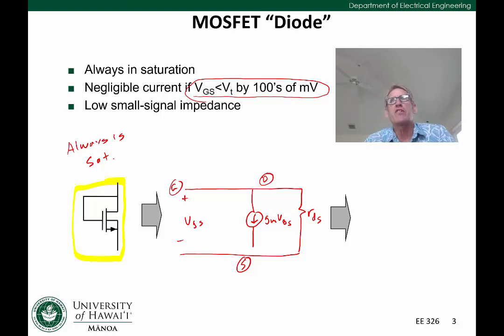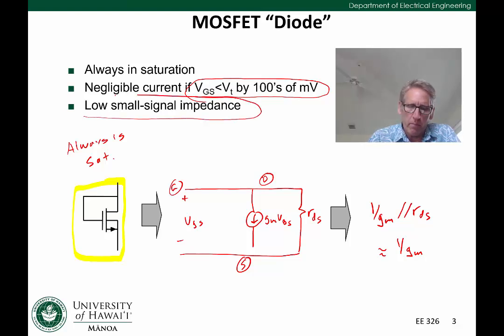And we can see by inspection that the resistance becomes 1 over gm in parallel with rds. Typically, 1 over gm is much smaller than rds, so this is approximately equal to 1 over gm, which tends to be a small value, typically on the order of hundreds of ohms or a kilo ohm, in the low kilo ohms. So this generally has what we call a low small signal impedance, and this is going to be important for circuit design. This diode is essential to our current mirror.